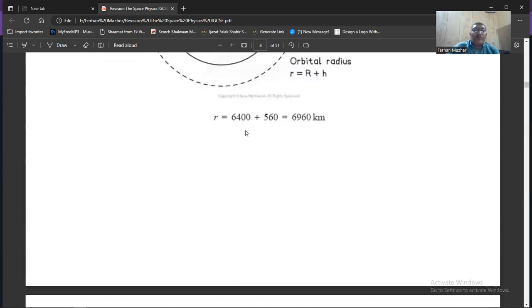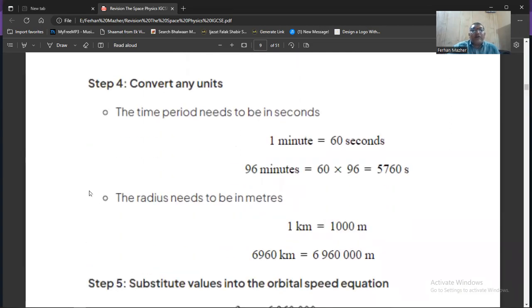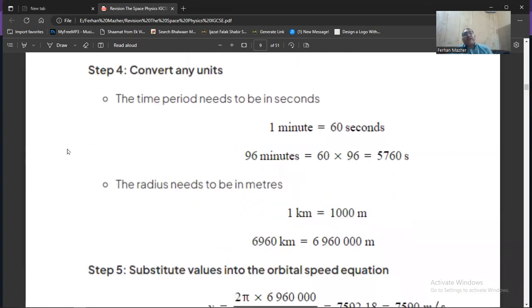So that will be 6,400 plus 560 kilometers, and that will be 6,960 kilometers. So then I will apply the formula to convert any units. The time period needs to be in seconds. So 1 minute has 60 seconds. So 96 minutes will have 60 multiplied by 96, and that will be 5,760 seconds. The radius needs to be in meters. So 1 kilometer is equal to 1,000 meters.